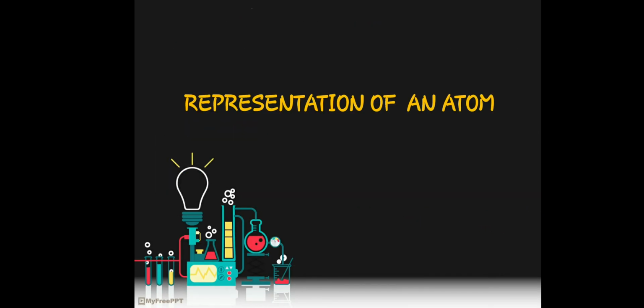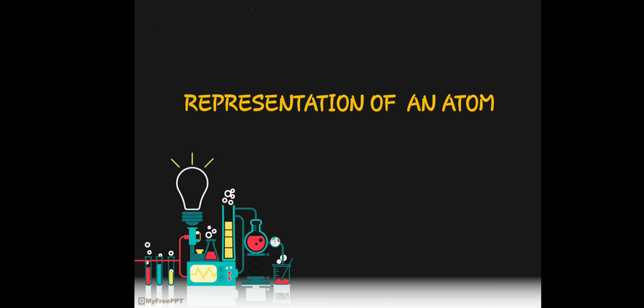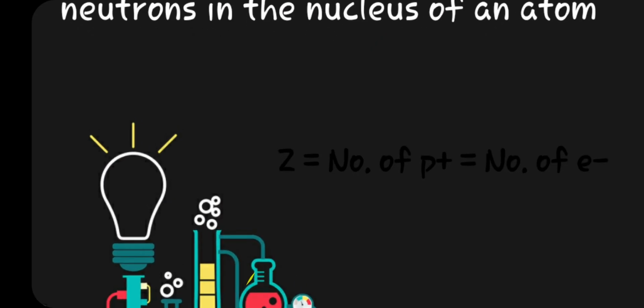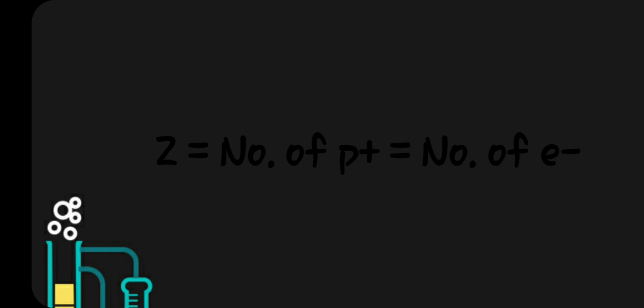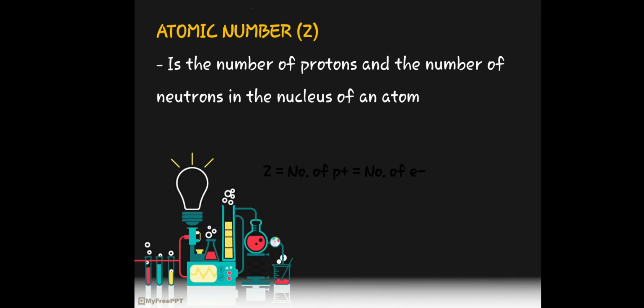Continuing our discussion, let's go now on the representation of an atom. Atomic number is represented by the letter Z. It is the number of protons in the nucleus of an atom. So, Z is equal to the number of protons and equal to the number of electrons, as you can see, this is the formula. So, that is atomic number.